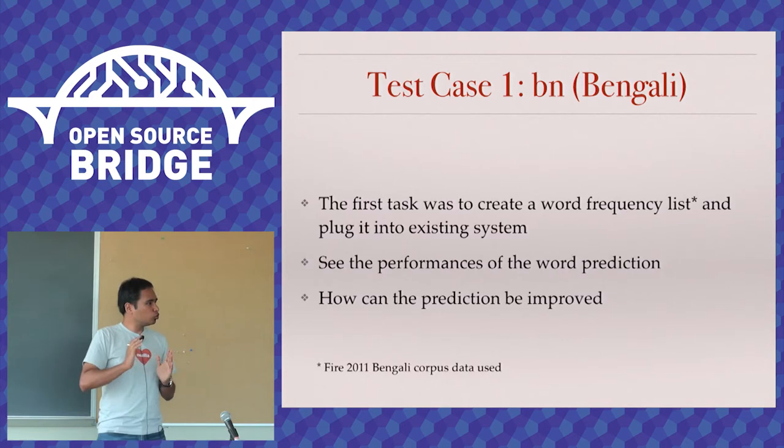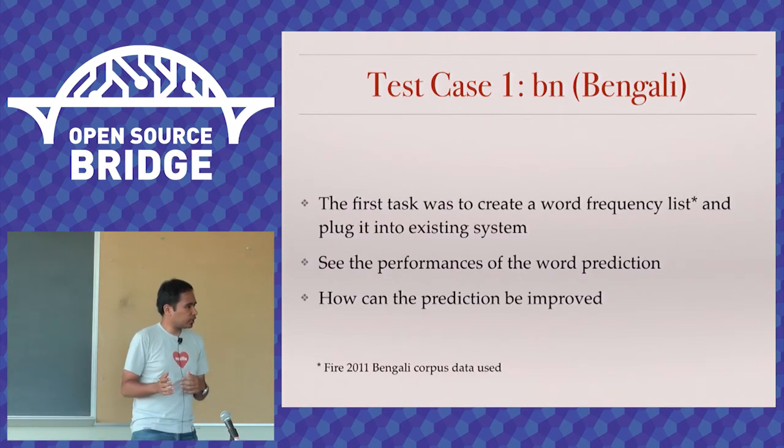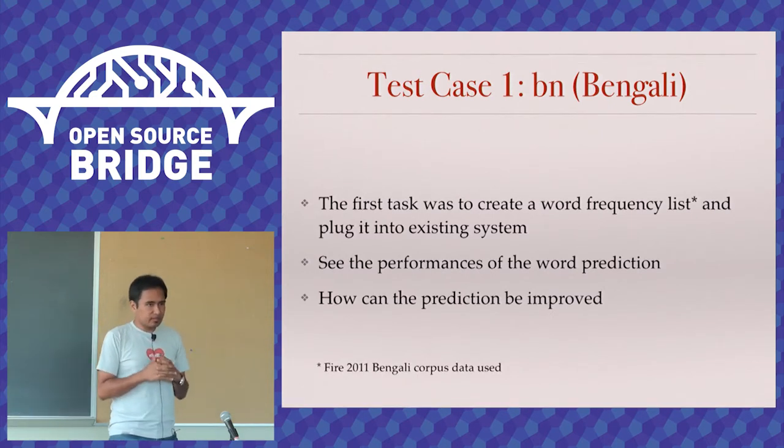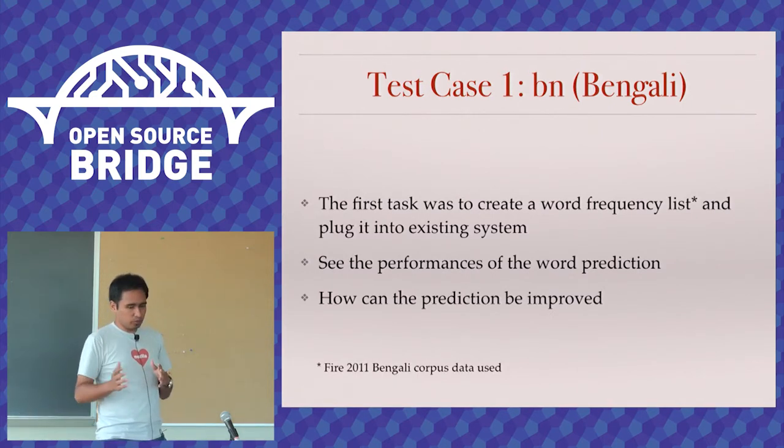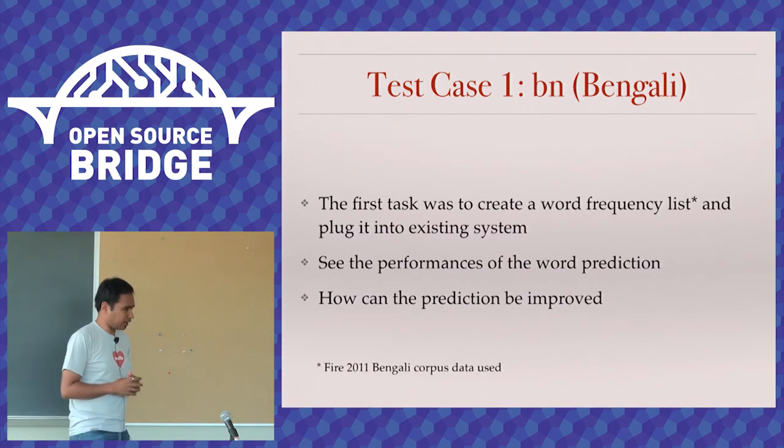Bengali has two locales, one spoken in West Bengal, India, and one spoken in Bangladesh, so BN-IN and BN-BD. I went to both of them because each has local words which are not available or used in the other locale, so we had to merge both of them. And the data source I got was from Fire, which I'll acknowledge later, which was a huge help.